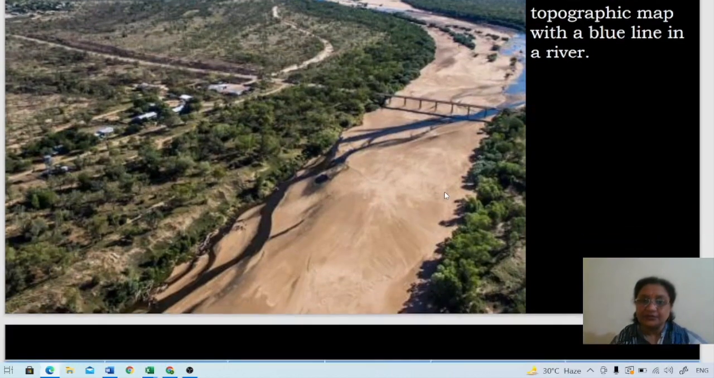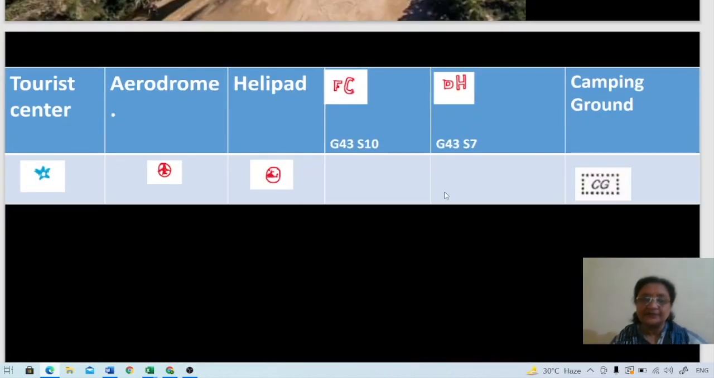Okay, children, now come to the next one. This I told you just now in the earlier part. This is the symbol of a tourist spot or tourist center, right? Another symbol is there, a small picture of an aeroplane surrounded by a red circle. Clear? This is actually the symbol of an aerodrome, or you can say airport, right? This is the symbol of airport.